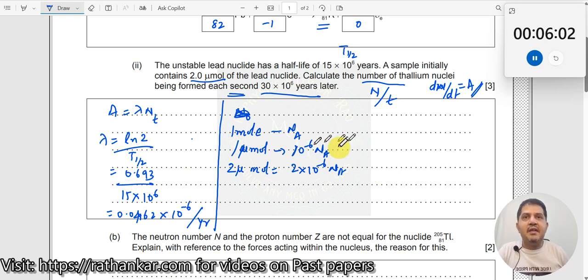Now what is happening over here? It's a radioactive molecule, and this is 30 into 10 power 6 years. How much is it? This is 2 half-lives, right?